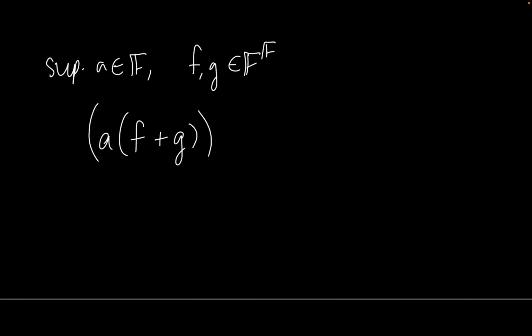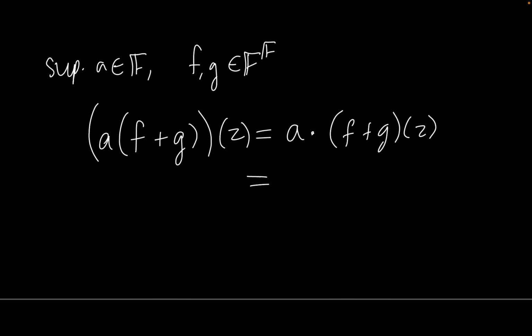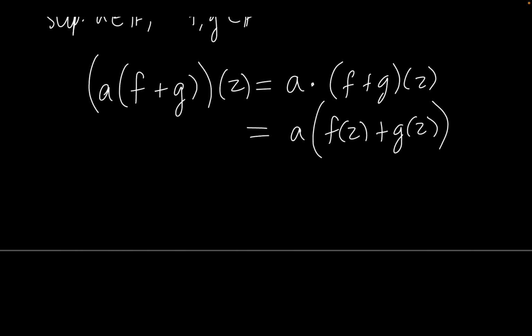So consider a times (f plus g) of z. It is equal to, we're going to use the definition of scalar multiplication, this becomes a times (f plus g of z). We're going to now use the definition of addition. So this becomes a times (f of z plus g of z). And we know that the distributive property is a thing for scalars. So this is a scalar, this is a scalar, this is a scalar. So this becomes a times f of z plus a times g of z.